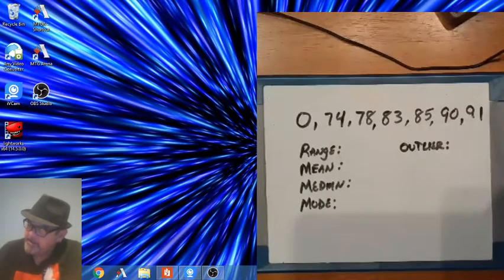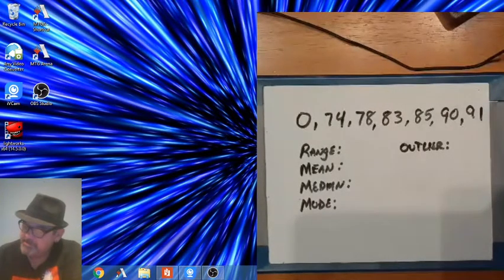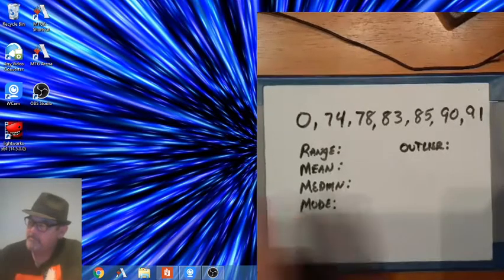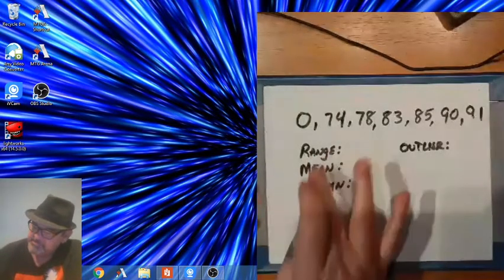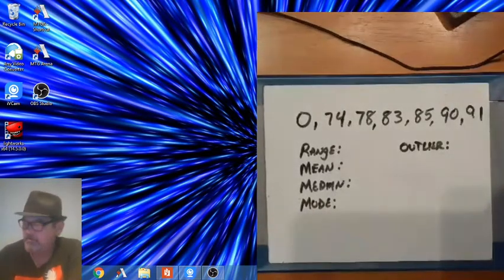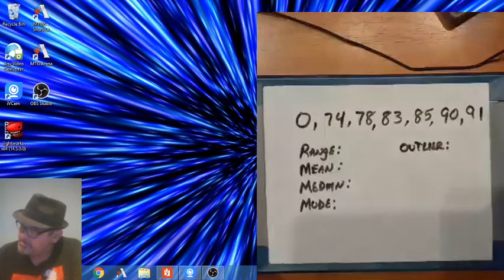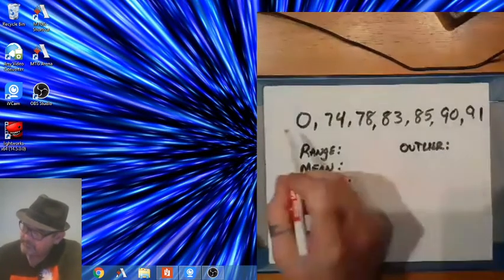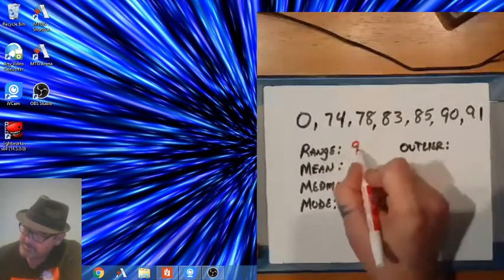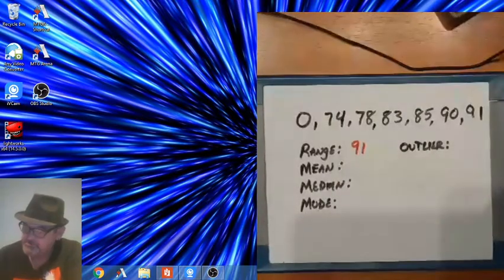So here, I've written down some numbers. Let's say that I gave a quiz, and I got these 7 scores back from the quiz. What I want to do is answer these questions and see how the outlier affects the results. So let's start with the range. Well, from 0 to 91, my range is 91. It encompasses all the scores.